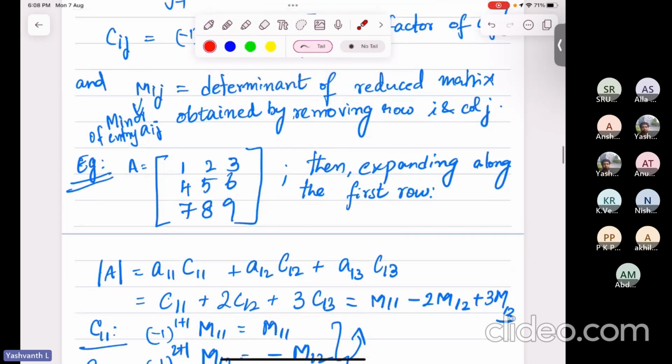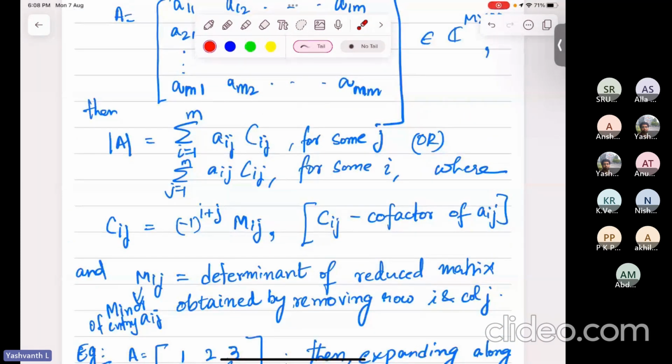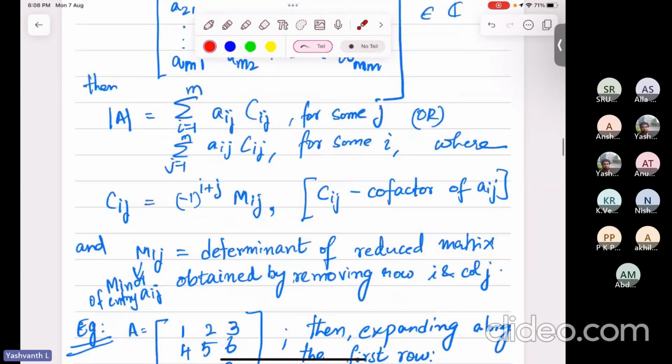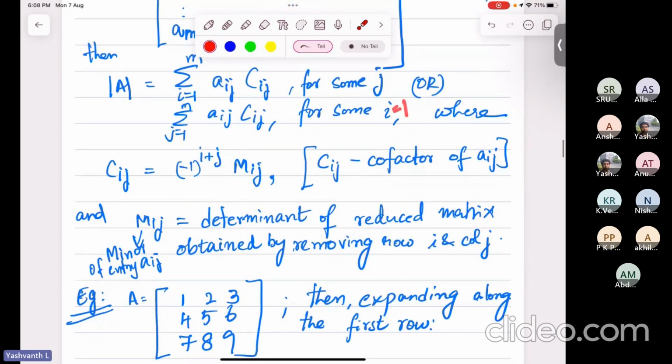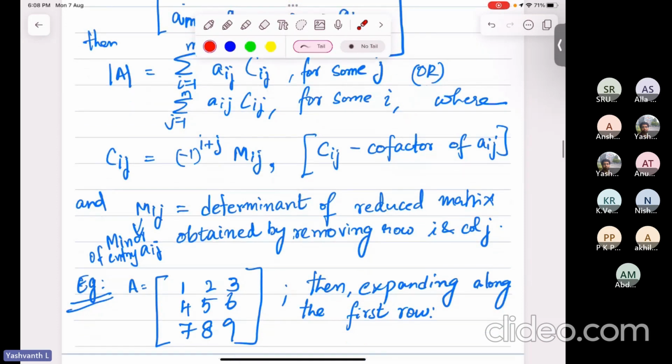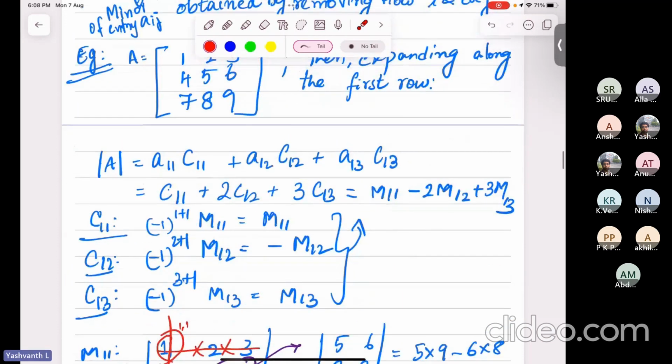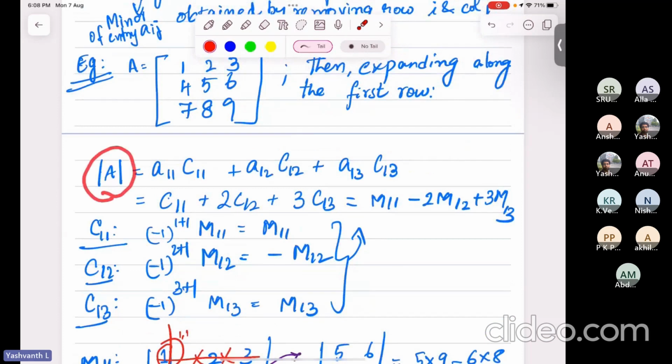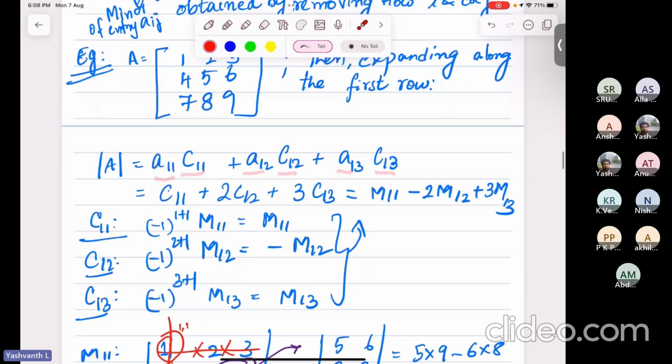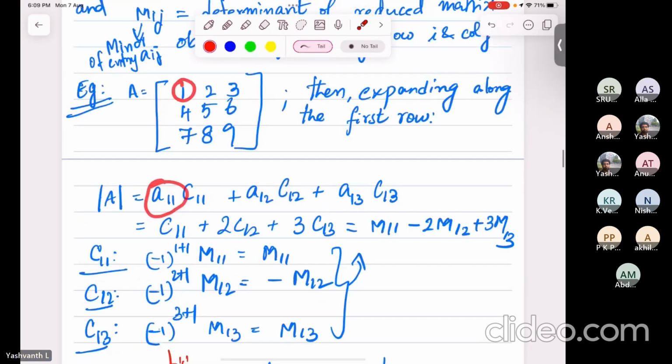What does it mean? That means I'm going to use this particular expression, the second expression here, and set i equal to 1. That means I'm going to focus on the first row, and I'm going to vary my j value. So if you write down the expression for that, you're going to get det of A equal to a11 c11 plus a12 c12 plus a13 c13. Now what is a11? Just 1. a12 is 2 and a13 is 3. So collecting all of them, you get the corresponding coefficients.